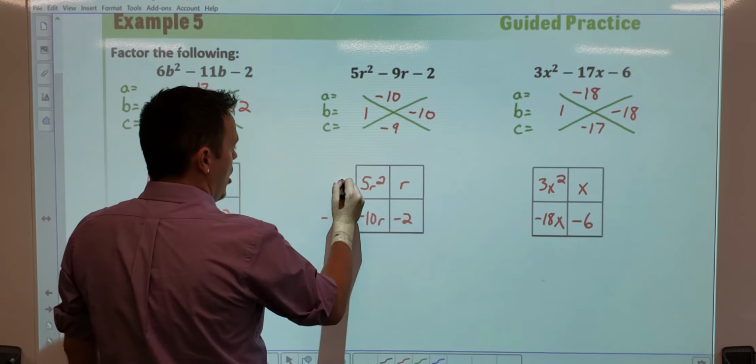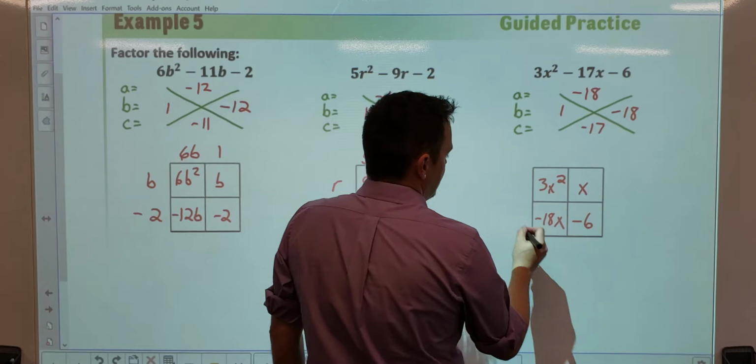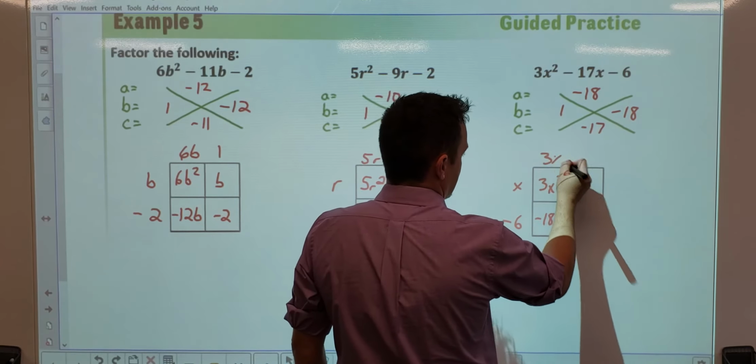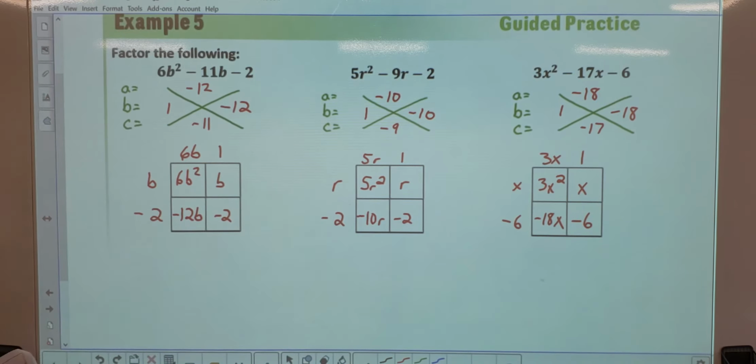Negative 2r, and then this would be 5r here, and then that would be a 1, negative 6x, 3x, and a 1 there. They all end up being down the same. If you have any questions, come see me.